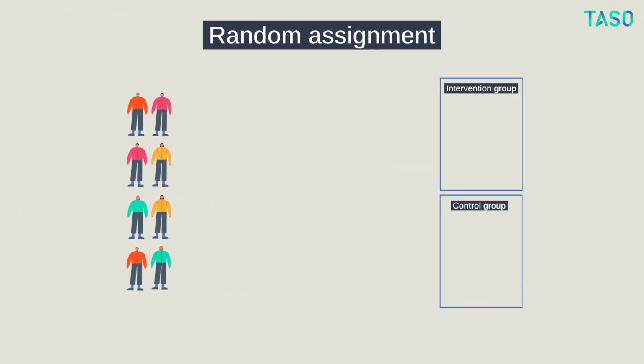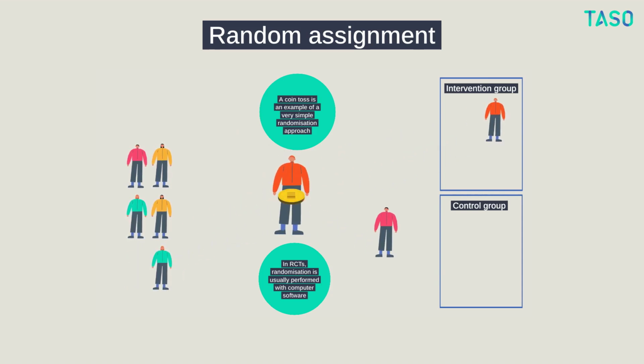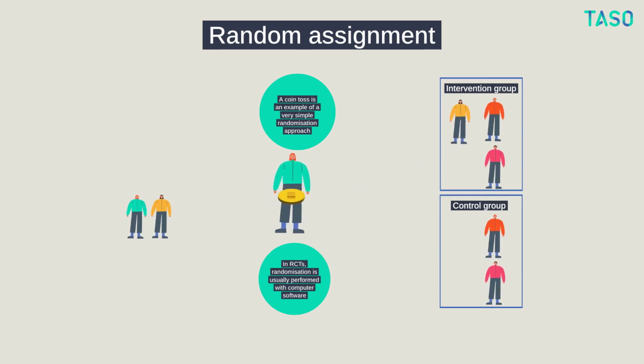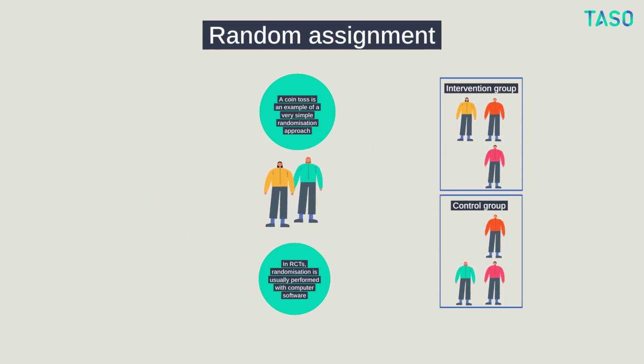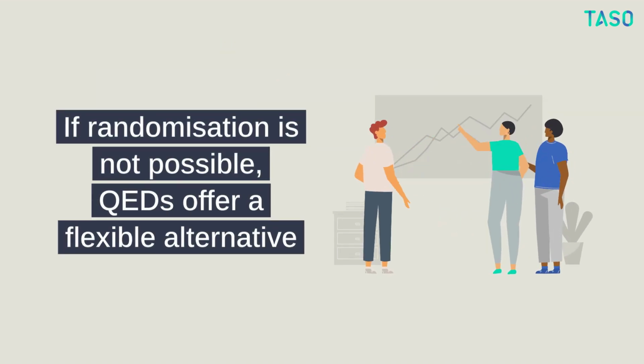It is important to note that QEDs are not always as robust as RCTs when it comes to creating this counterfactual group. Random assignment is the best way to ensure that the groups are as similar as possible across different characteristics. However, it is not always possible to randomize participants to intervention and control groups. QEDs offer a flexible alternative.